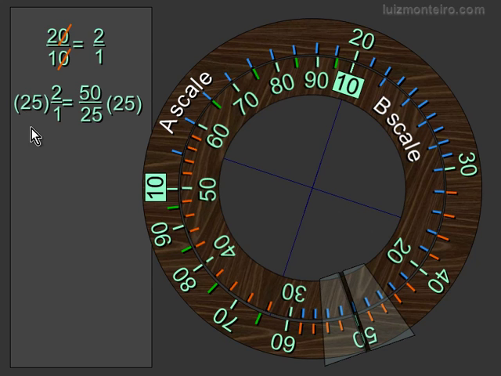Now I'm going to move the 25 to the other side so it's not a fraction anymore. To do that, I'm going to multiply both sides by 25. So we have 2 times 25, 2 times 25 equals 50. Both the 25s here cancel out.